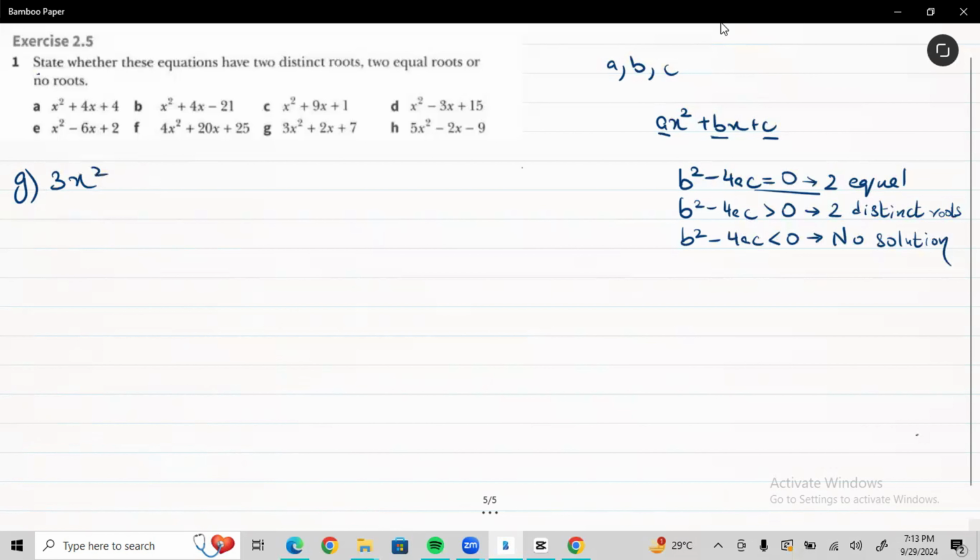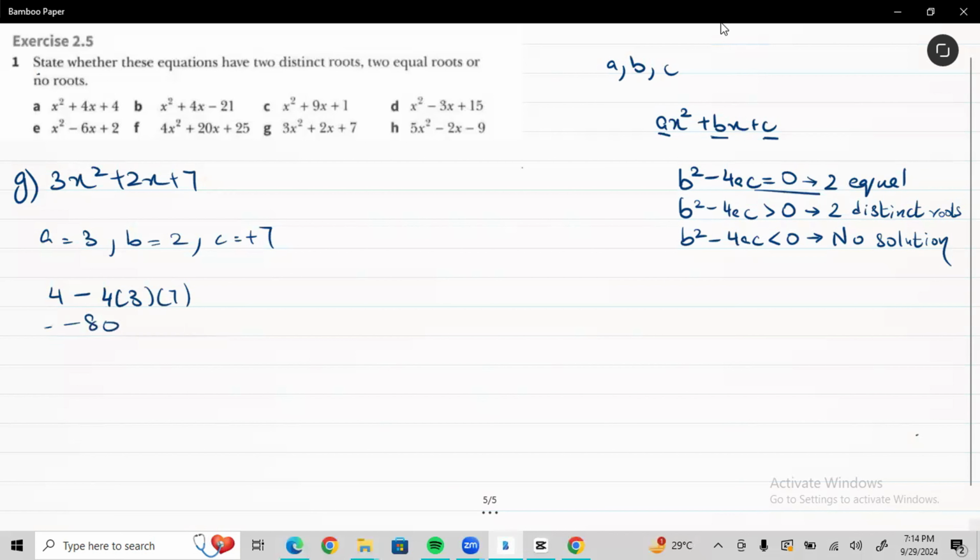So for part G, we have 3x squared plus 2x plus 7. Again, a is equal to 3, b is equal to 2, and c is equal to positive 7. I'm going to go a little bit faster for now, because I've solved a hefty amount of questions till now. So b squared, 4, minus 4 multiplied by a, which is 3, multiplied by c, which is 7. 4 3s are 12, multiplied by 7 is 84. 4 minus 84 is negative 80.